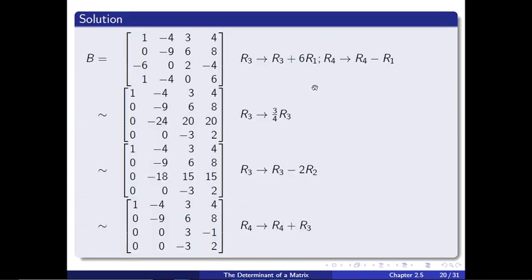So now we look at the elementary row operations that were used, and we find out that these ones don't affect our determinant. This one affects our determinant. These ones don't affect our determinant. So therefore the only row operation that affects our determinant is this.